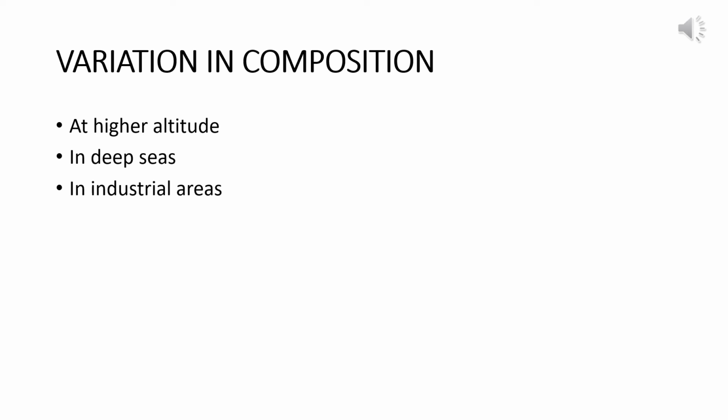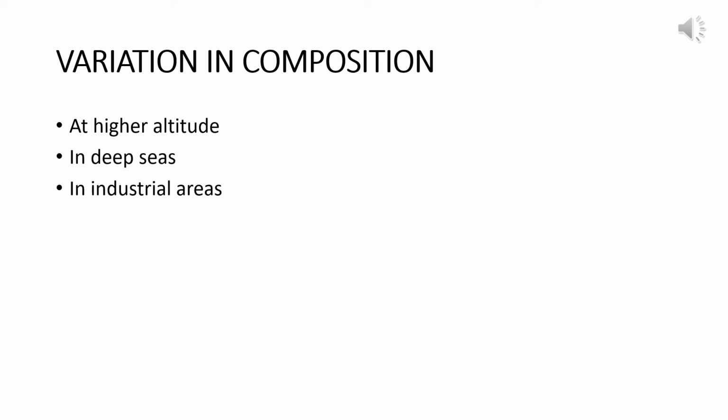The first one is at higher altitude. With increasing altitude, the composition of the air varies, because the air becomes lighter, and the concentration of oxygen at higher altitudes becomes very, very less. So mountaineers always carry oxygen cylinders when they go for summits at higher altitudes. There is more oxygen concentration at lower altitude and less oxygen concentration at higher altitude. The amount of oxygen gets scarcer with increasing height.